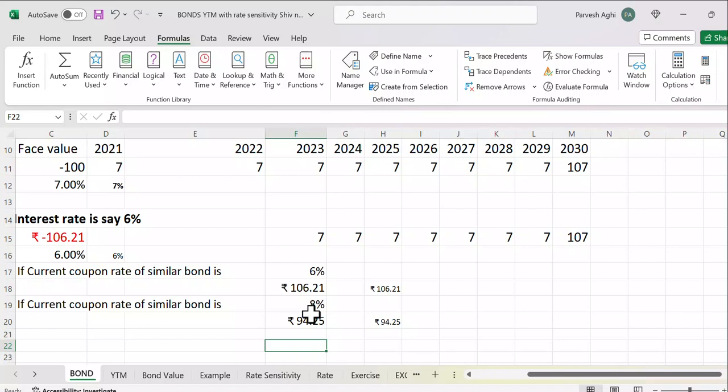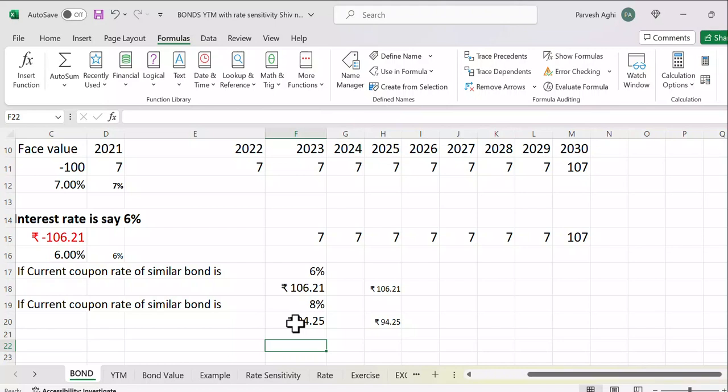Now, suppose you're holding the bond till maturity. Suppose the bond is now selling at, say, 94.25. This is only for the person who wants to sell the bond. Suppose we are holding this bond at a 7% coupon rate. If you hold the bond till maturity, you're going to get 100 rupees, 107 rupees at the end. Fine. Neither will you lose, nor will you make any capital gain, if you intend to hold the bond till maturity.